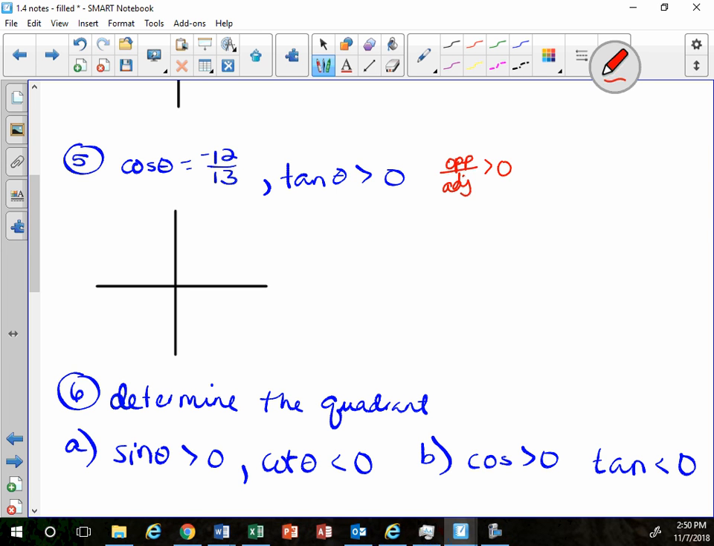How did you narrow it down to just those two? It says cosine is negative, right? Cosine deals with the adjacent, and I know the adjacent piece is always the x part. So that means I'm going left. Both have to be negative because the adjacent and the opposite together make tangent greater than 0.